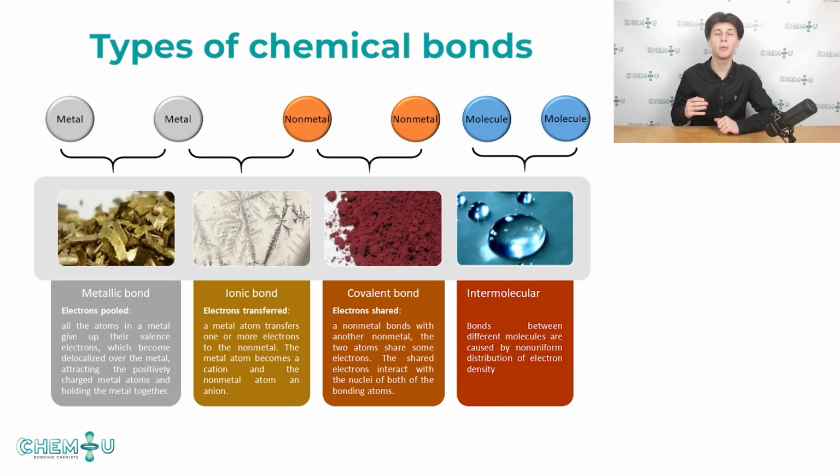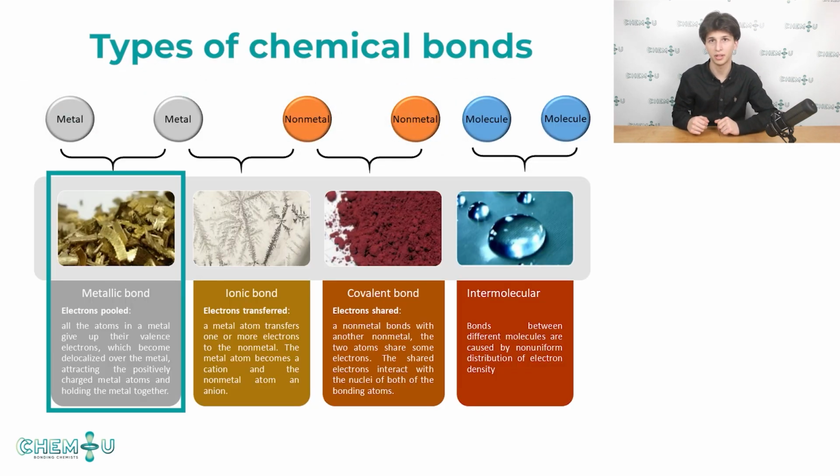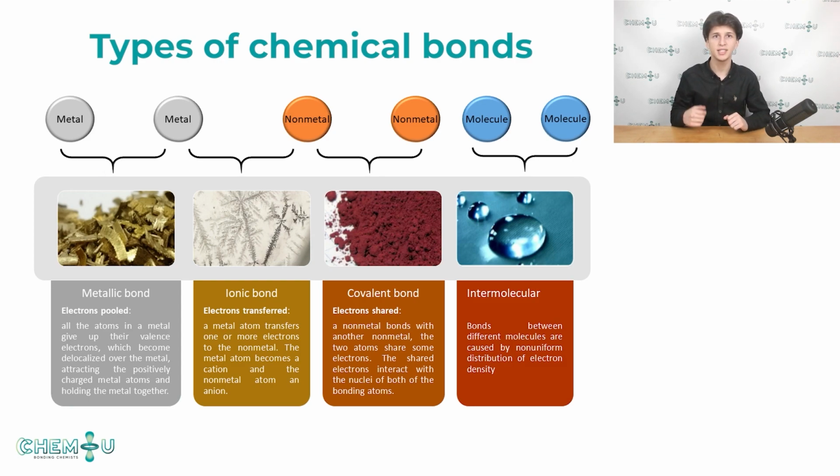The third type of bonding, namely metallic bonding, exists in metals. Since metals have low ionization energies, they tend to lose electrons easily. In the simplest model for metallic bonding, called the electron sea model, all of the atoms in a metal lattice give up their valence electrons. These electrons are no longer localized on a single atom, but delocalized over the entire metal. The positively charged metal atoms are then attracted to the sea of electrons, holding the metal together.